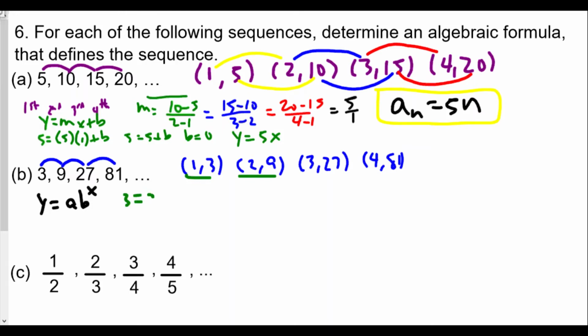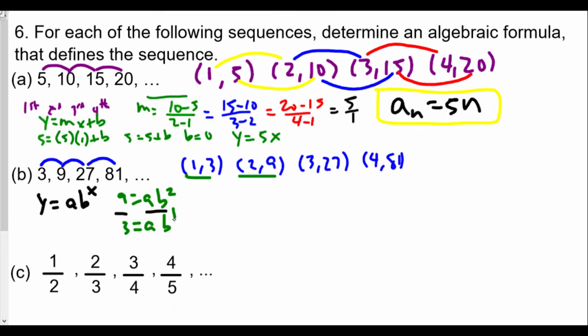And so we would have, in this case, 3 is equal to a times b to the first power, and 9 equals a times b to the second power. We would then divide the two equations, solving a system of equations now. So we're going to take this one and divide by this one, and divide the left side and right side.